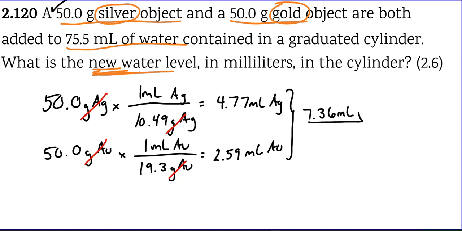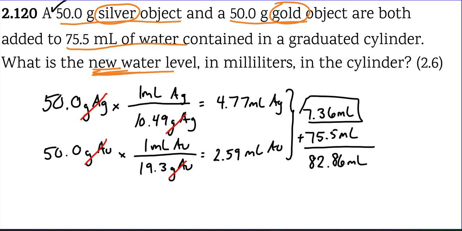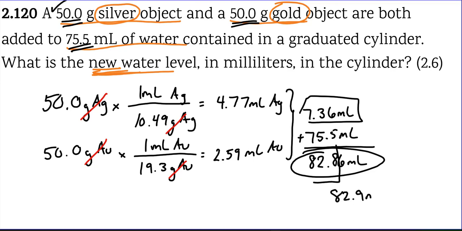We're going to add that to the 75.5 milliliters to see what the new water level would be. Remember, it asked what is the new water level in milliliters in the cylinder. When adding these together, we're supposed to stop at the tenths place, the least significant decimal place, and so we get 82.9. As far as our multiplication and division go, they also would have provided us with 3 significant digits.